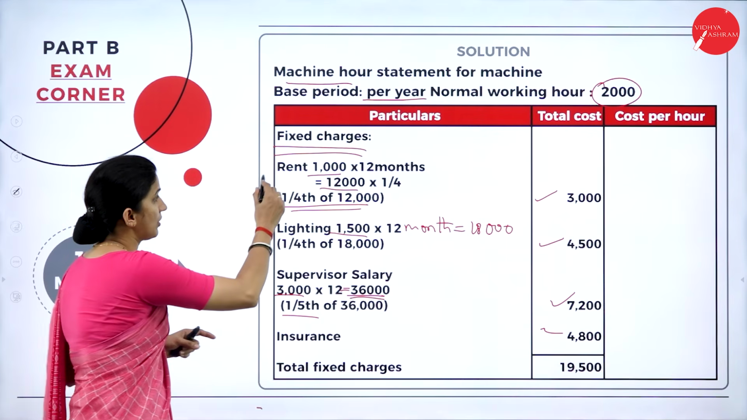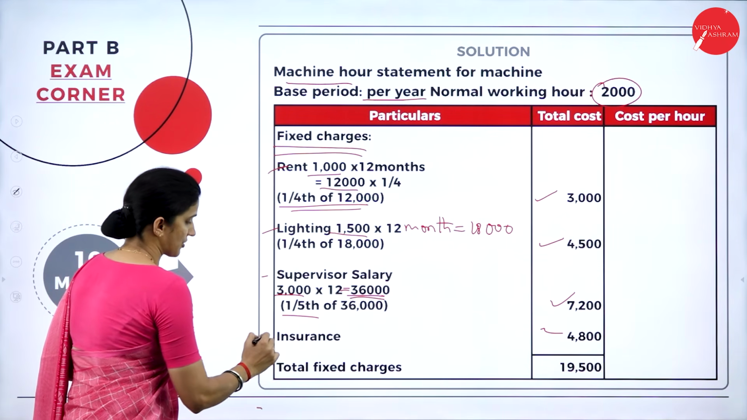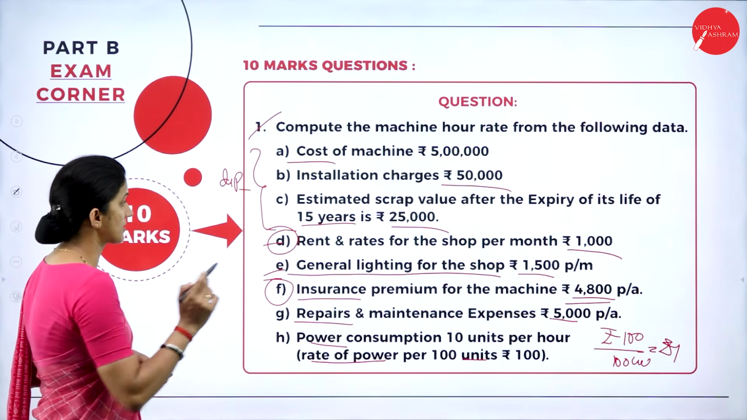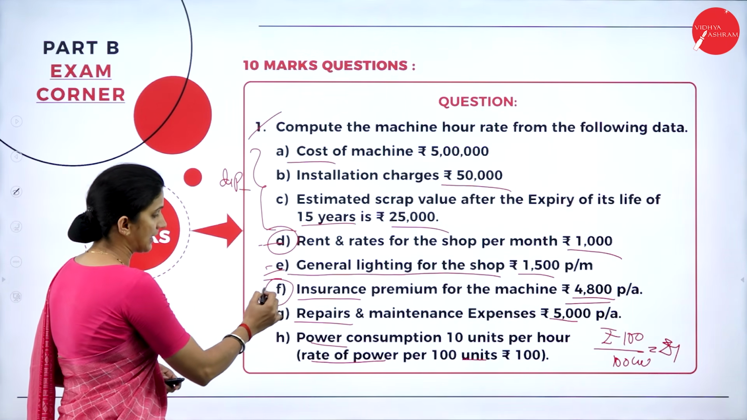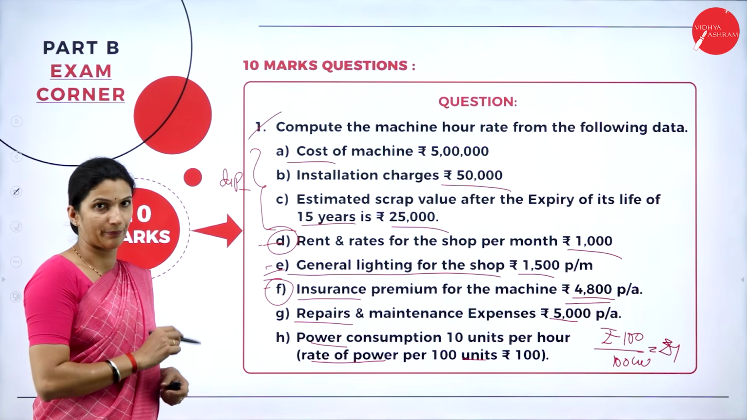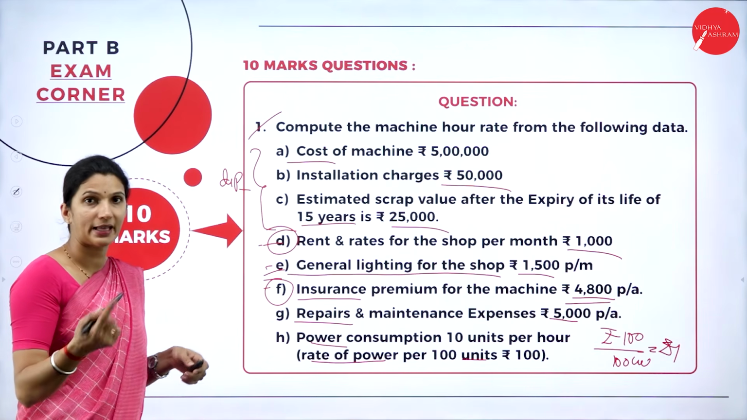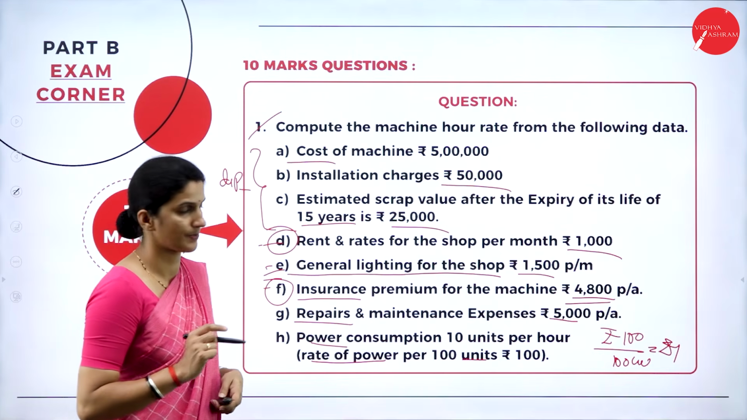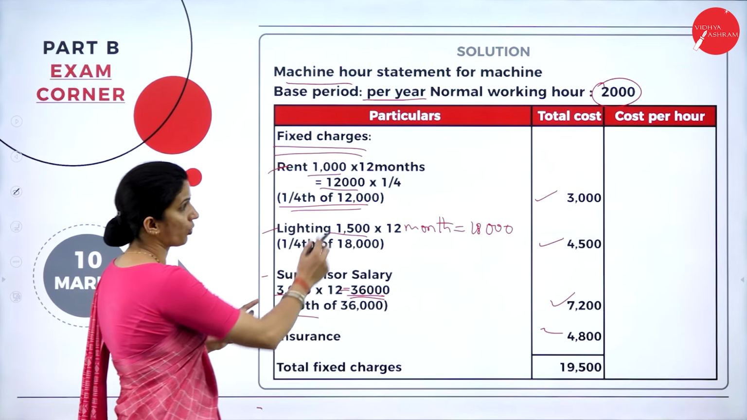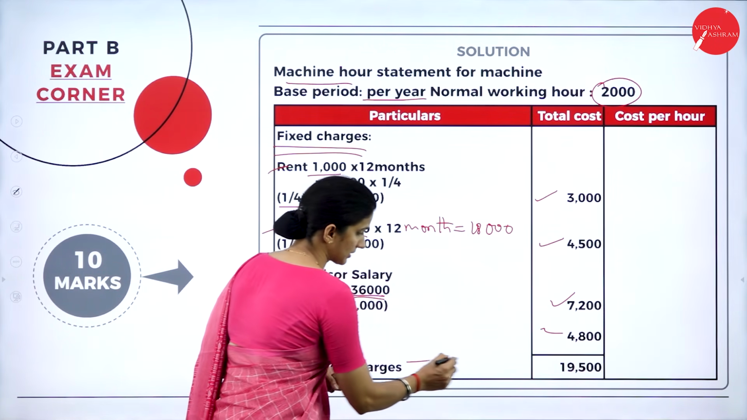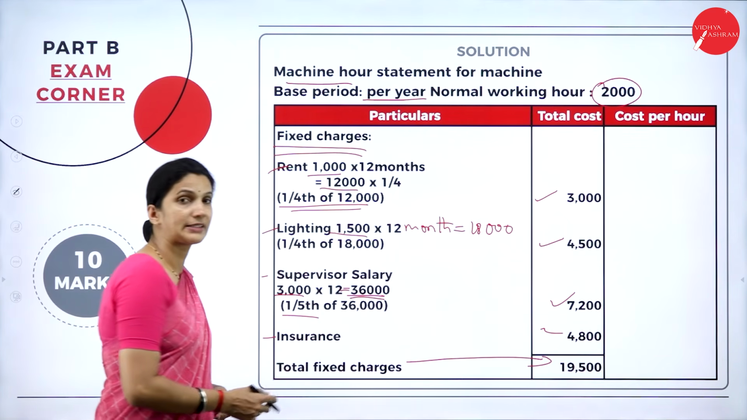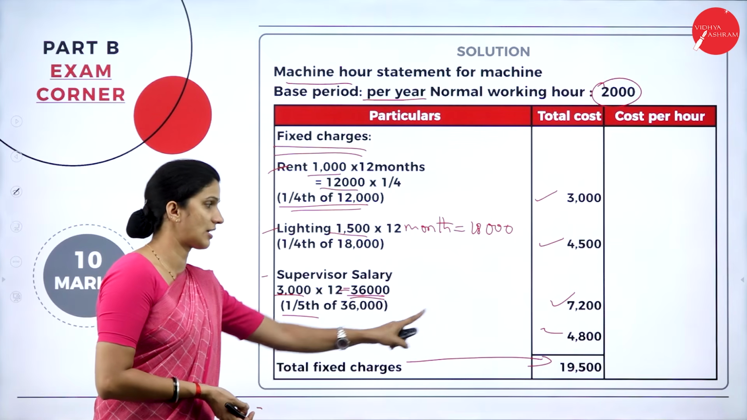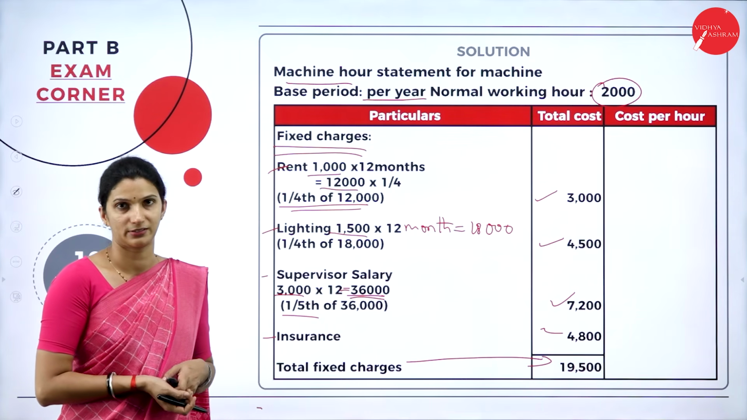So we have written all the fixed charges. We have only four fixed charges here: rent, lighting, insurance and the supervisor. The rest of the remaining we're going to write under the variable cost or the variable charges. So we'll take the total of this. The total comes to 19,500. So that is your total fixed charges, 19,500.